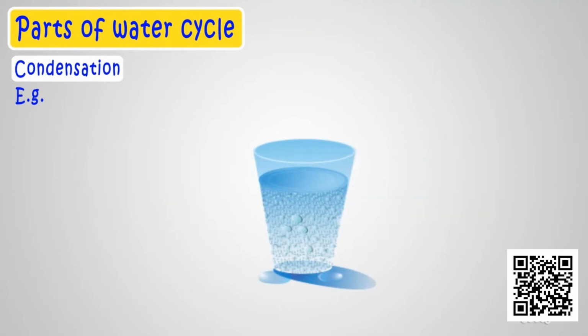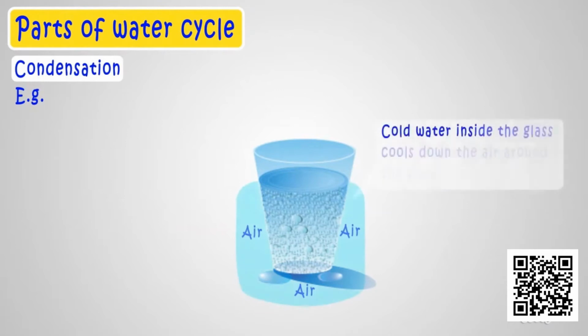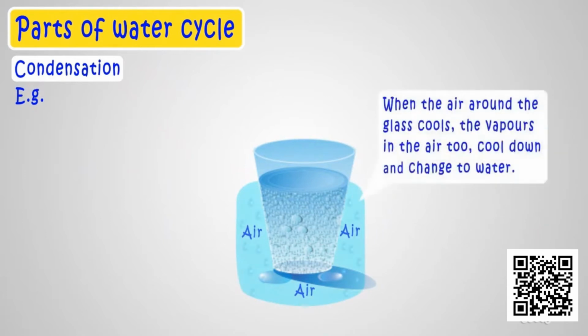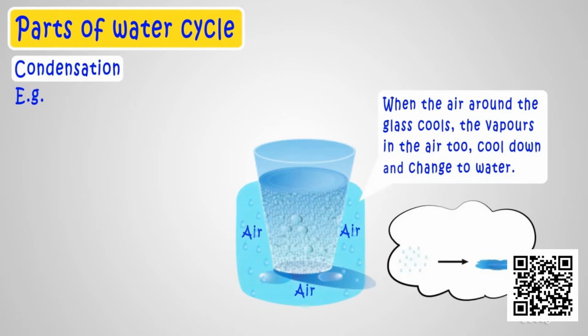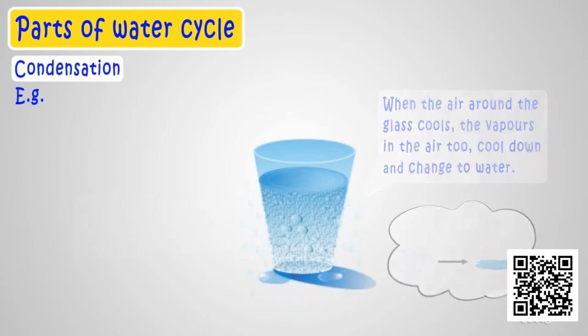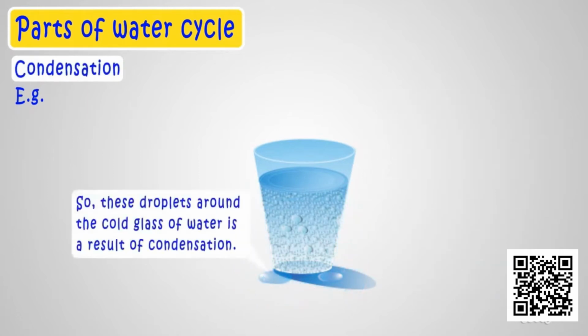The cold water inside the glass cools down the air around the glass too. So the water vapors in that air too cool down. And when water vapors are cooled down, they again form water. And it's called condensation. So these droplets around the cold glass of water are a result of condensation.